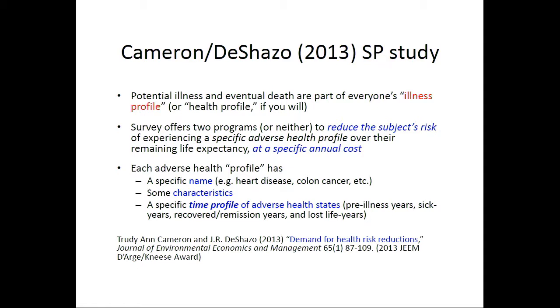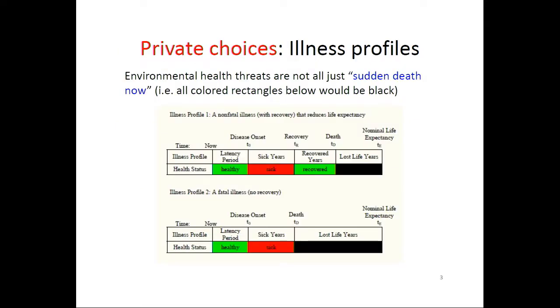This is stated preference stuff. Survey offers a couple of scenarios. If you could pay for this program or that program or neither, which one would you like best? And we described each program as reducing a risk, but not of sudden death now, of a whole variety of different types of future health time patterns at different costs. And this is sort of the basis of it.